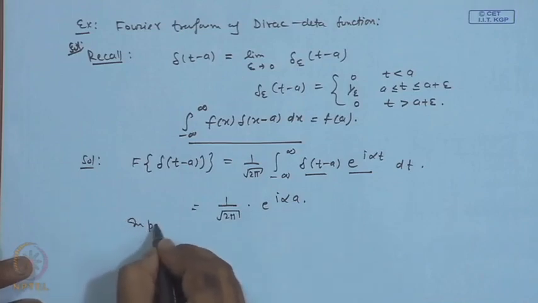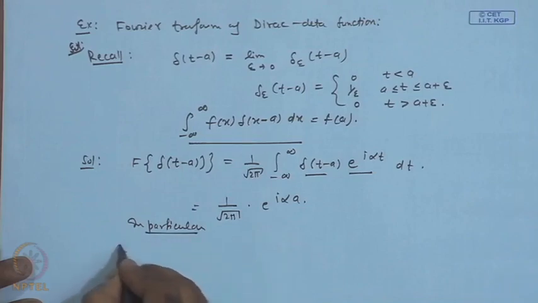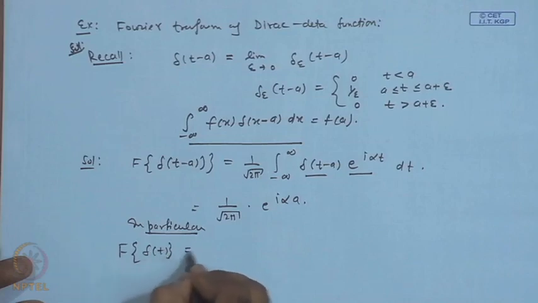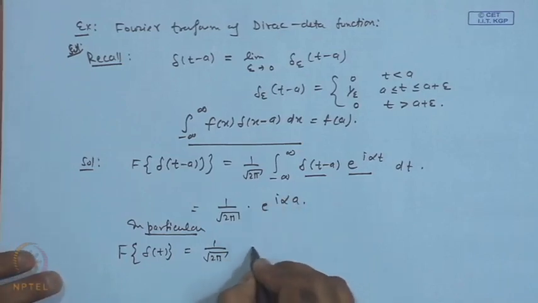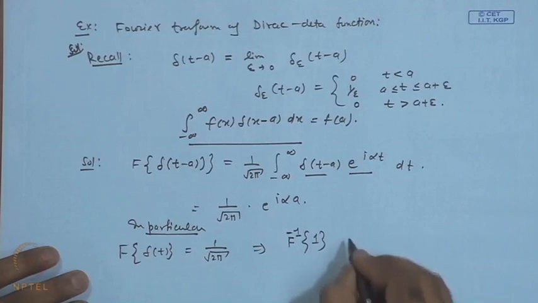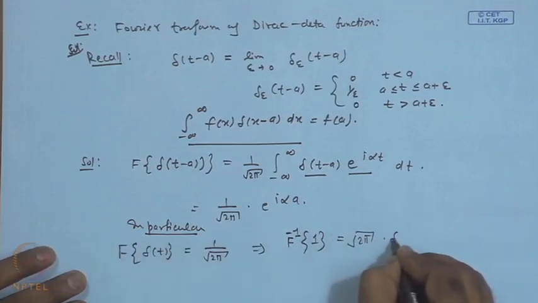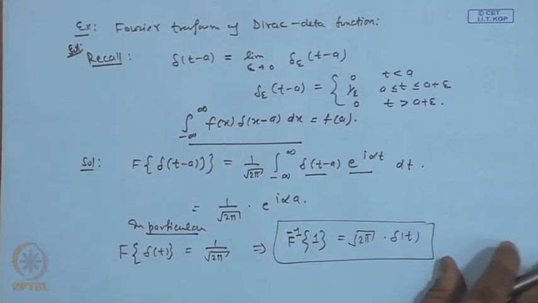In particular, when a is 0, the Fourier transform of delta t is simply 1 over square root 2 pi, because a is 0, so this is 1. This also implies that if we take the Fourier inverse of this 1 on both sides, the square root 2 pi goes to that side and we get the delta t. So this is also a result we will use.